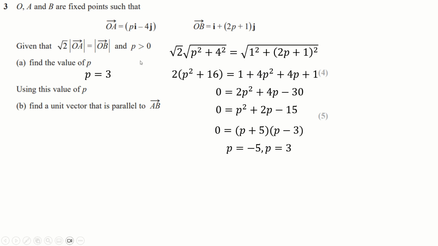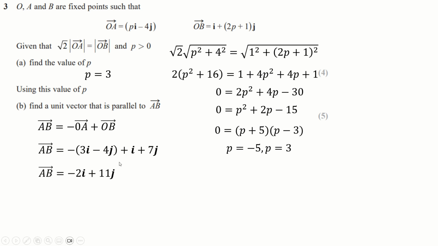Using this value of p, find a vector that's parallel to AB. So AB is, if you imagine, an XY axis, OA is a vector, XY axis here. OA goes out this way, OB goes out this way. From A to B, you have to go back along the vector OA and then forward along the vector OB. So A to B is minus OA plus OB. That's the definition you'll see in lots of textbooks as well. Minus OA is just minus p plus 4, but p is 3, so that's going to be minus 3 plus 4j. And then you put in p is 3 into here and you get this. And of course we can simplify that up.